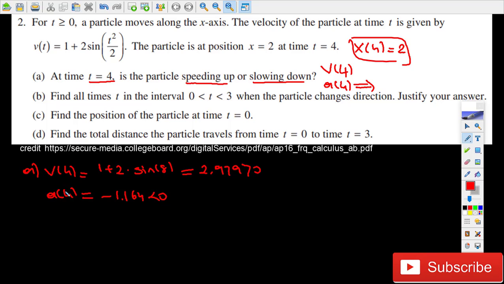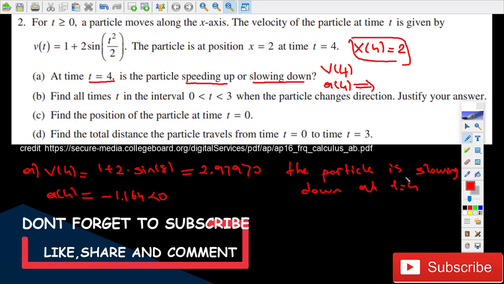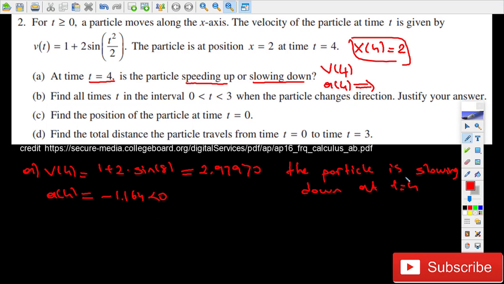Since the velocity and acceleration at t equals 4 turned out to be opposite in sign, our conclusion is that the particle is slowing down at t equals 4. What if the velocity and acceleration came out with the same sign, both positive? In that case, we would say the particle is speeding up at that time. Okay, let's move on to part B.